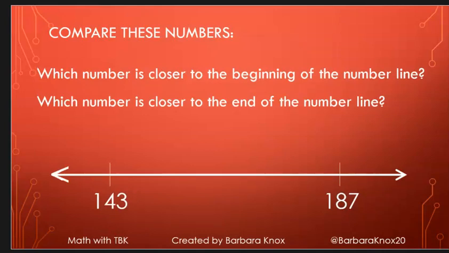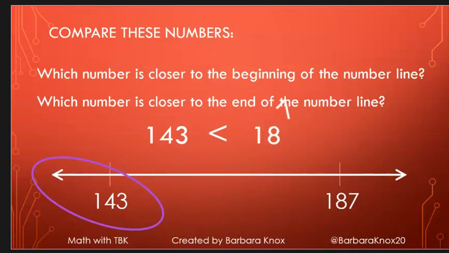If I am going to start my inequality with the lesser number, which is 143, I use the symbol from the number line that is closest to that number. In this case, I start my inequality with the number 143. The less than symbol is at the end of the number line closest to 143, so I write that symbol next. Then I write the other number, 187, and I can then read my inequality as 143 is less than 187.